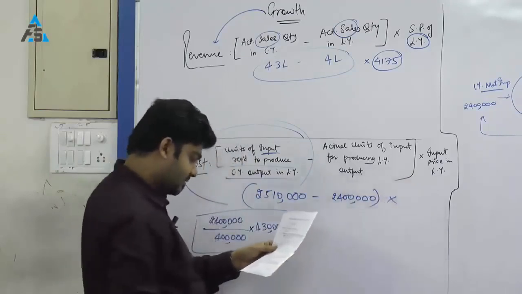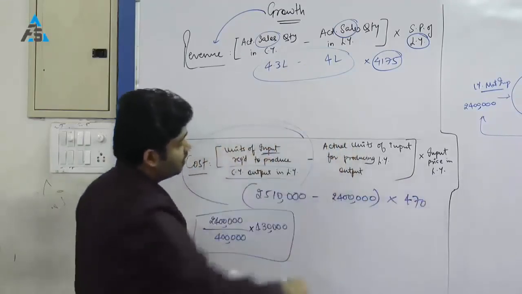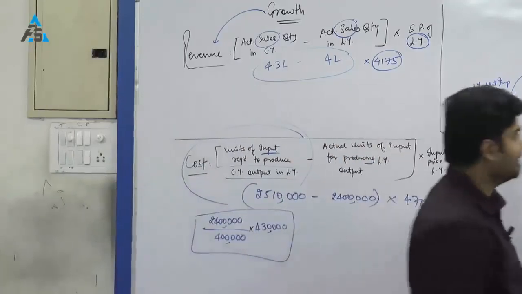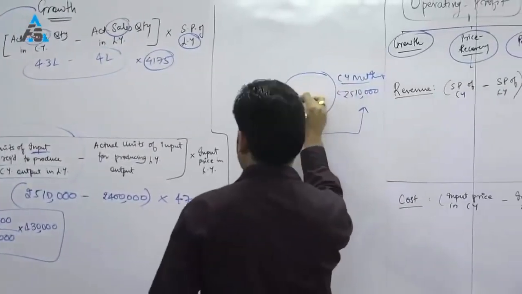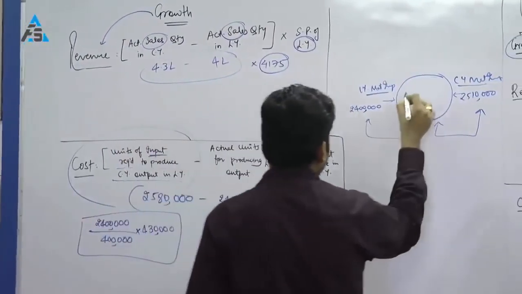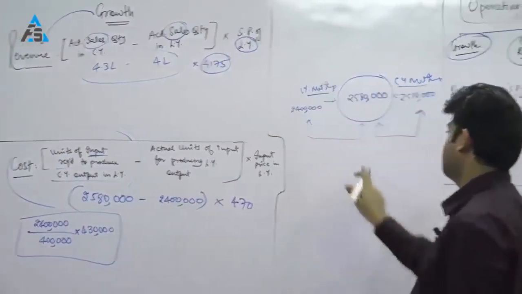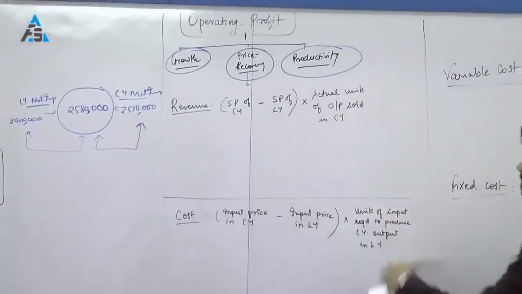Input price of last year I think is given as 470, and this is what will give you the growth aspect. Again, as I told you, this aspect becomes 25,80,000. My bad, 25,80,000 is what you will get here. This is the comparison. अब यही मैं जब productivity पे जाऊँगा, just give me a moment.